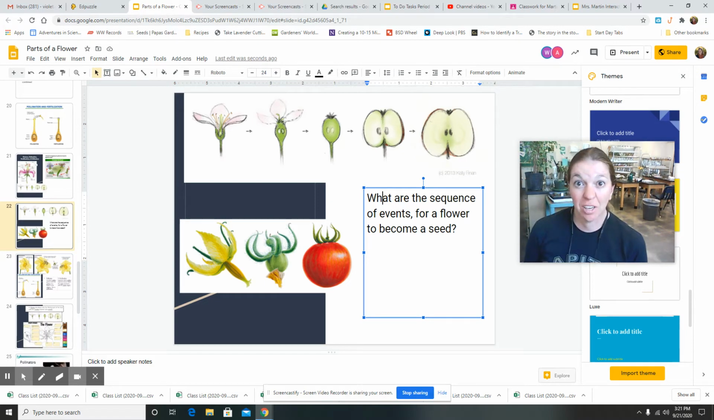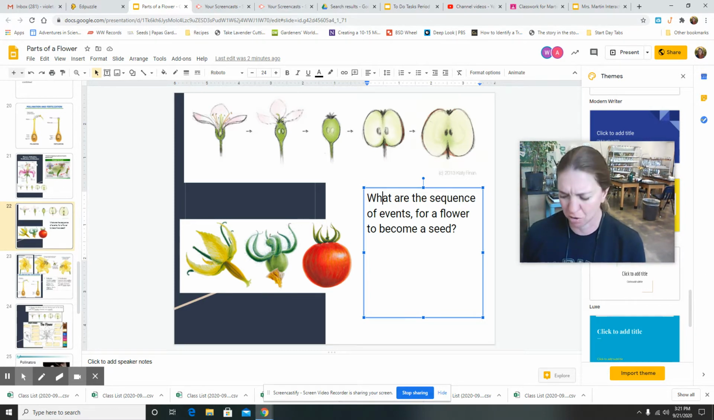Okay, today we're going to talk a little bit about the sequence of events for a flower to become a seed. It's something we don't think about, but it's something that our entire ecosystem depends on. If we don't have fruits, trees aren't going to be able to reproduce, plants aren't going to be able to reproduce, and we're going to have some issues.